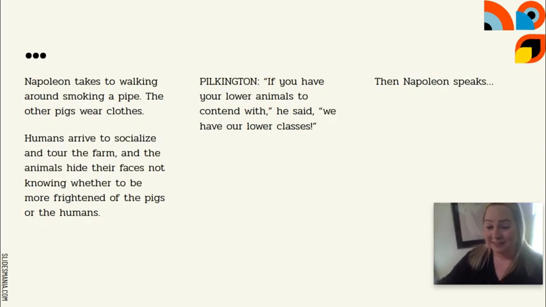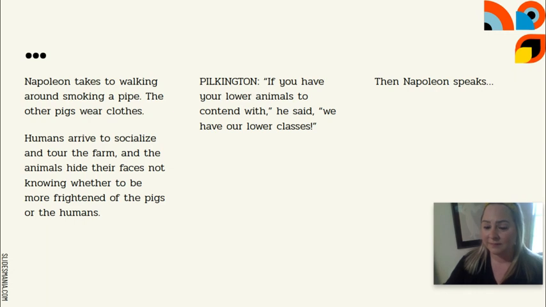Napoleon, in the meantime, has taken to strolling around the farm on his back legs and smoking a pipe, and the other pigs have begun wearing clothing. So, again, your symbols of privilege. The pigs are certainly privileged. The humans show up one day to socialize with the pigs. They get a personal tour of the farm, and the animals hide their faces as they're working because they are not sure if they should be more afraid of the pigs or the humans at this point, and that speaks volumes.